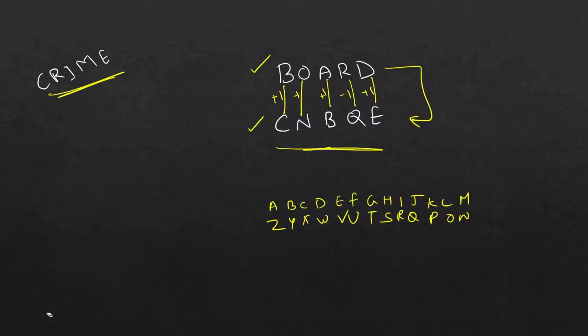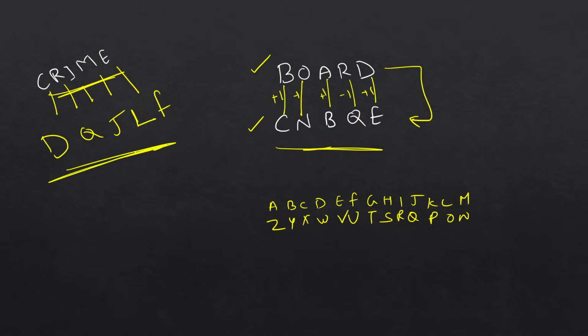What is C's next letter? D. What is R's previous letter? Q. What is I's next letter? J. What is M's previous letter? L. What is E's next letter? F. So this is going to be your answer, DQJLF. You need to identify how you are getting this word from this word, then apply the same logic here to find your answer.